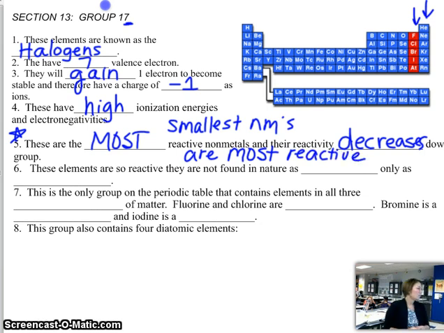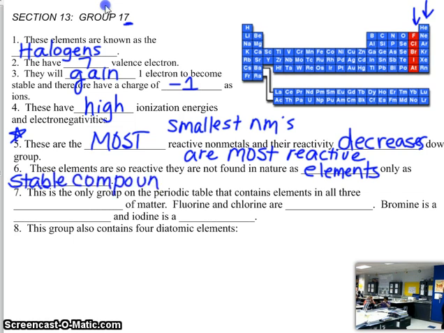Okay? These are so reactive, all of them in group 17, that, like group 1 and like group 2, you cannot find them in nature in their elemental state as pure elements. They only exist as stable compounds. And they are the only group on the periodic table that contains elements in all 3 phases of matter. Fluorine and chlorine are gases. Bromine is a liquid. And iodine is a solid.